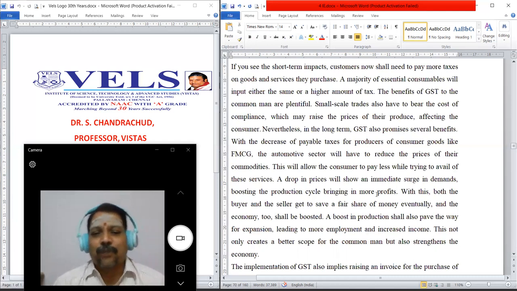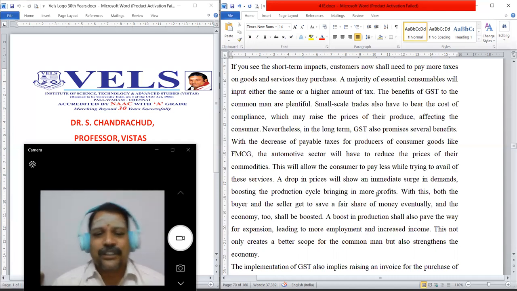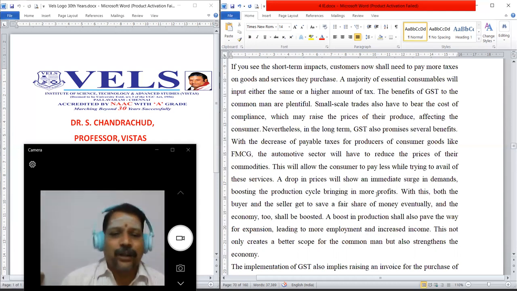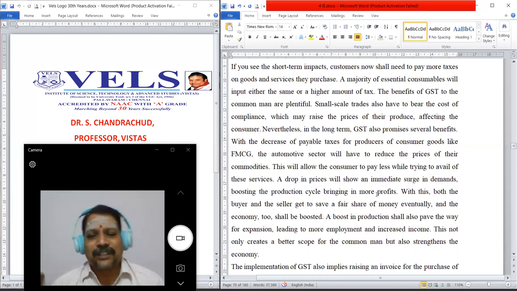With this, both the buyers and sellers get to save a fair share of money eventually, and the economy too shall be boosted. A boost in production shall also pave the way for expansion, leading to more employment and increased income. This not only creates better scope for the common man, but also strengthens the economy.